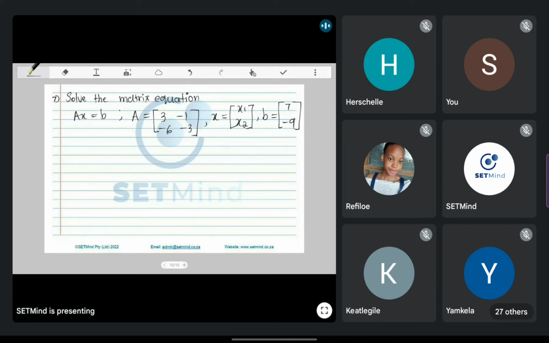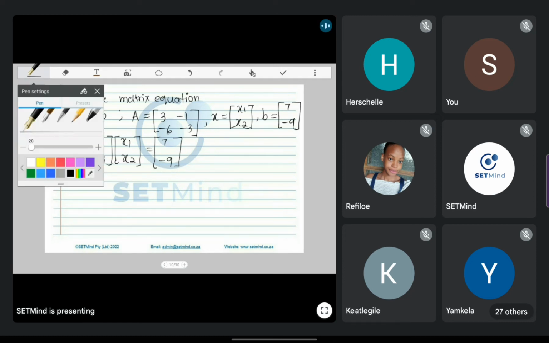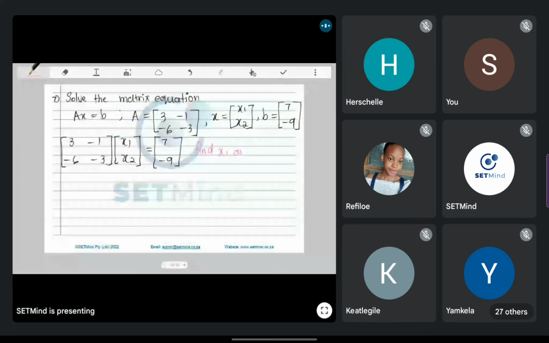Right. So they are saying I should solve for AX equals B. So if I write that in matrix form, simply 3, minus 1, minus 6, minus 3. Here comes the x, x1, x2. And they're saying this should be equal to b, and b is 7, minus 9. And obviously they say find x1 and x2. Okay, cool. So this is all nice and easy.